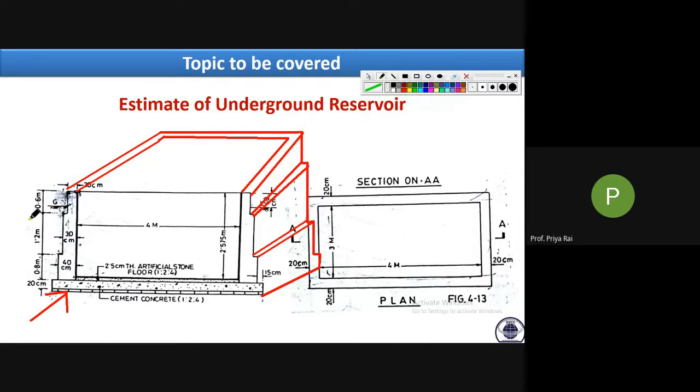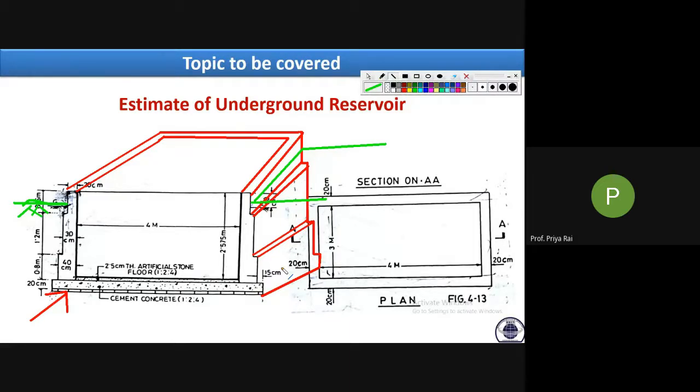Since it is an underground reservoir, here is the ground level. Somewhere here, this portion, this is the ground level. Only this much portion is above the ground and the remaining portions are under the ground.